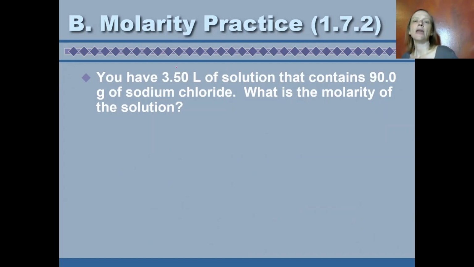So if we have 3.50 liters of a solution that contains 90.0 grams of sodium chloride, how do we calculate the molarity of the solution? Well, we know molarity equals number of moles divided by liters. But I wasn't given the number of moles. I was given grams of sodium chloride. I was given liters, so I know I'm going to put 3.50 liters in the denominator here, but I don't know how many moles to put in the numerator. I have to calculate those moles using grams.